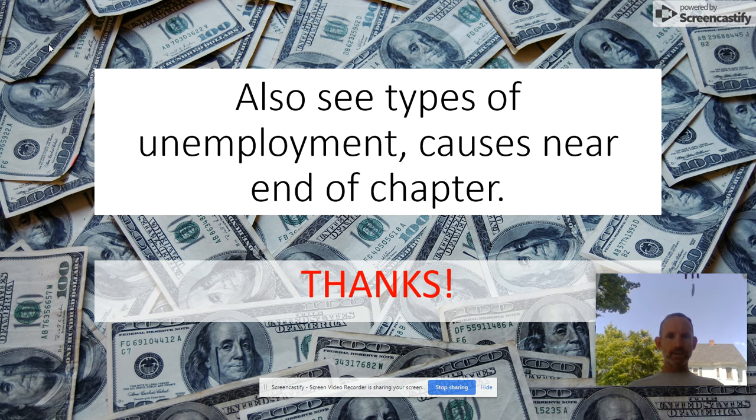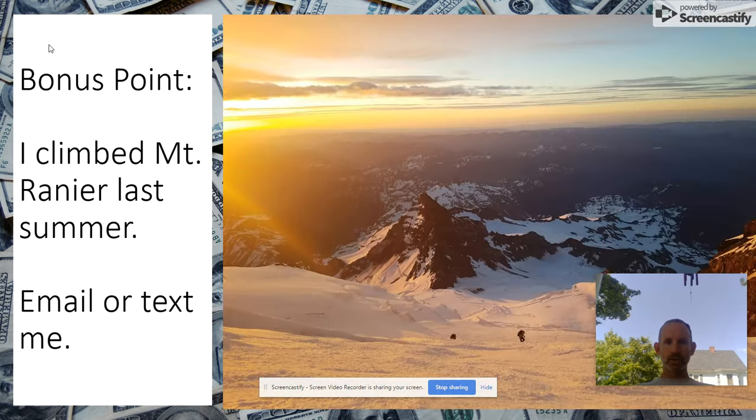I think that's about it. There are 3 types of unemployment and different causes for those. I'll leave you to read those. They're near the end of the chapter. They're pretty self-explanatory and pretty easy, so I'm not going to talk about them here.